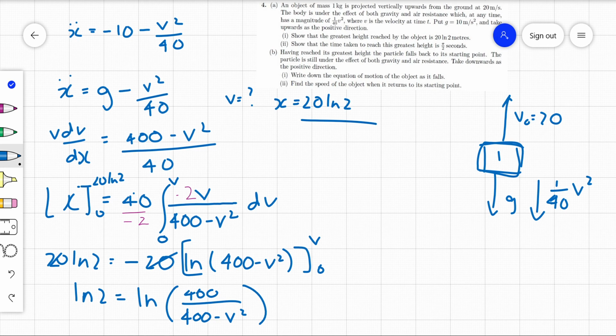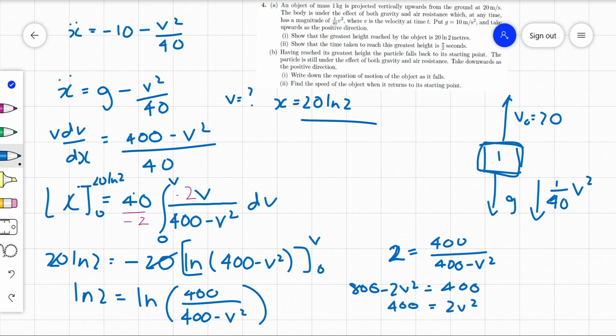So if I exponentiate both sides, I've got 2 equals 400 on 400 minus v squared. So I've got 800 minus 2v squared being 400. So you can see I'm going to have 2v squared equals 400. So v squared is going to be 200. So square root of 200 is 10 root 2 meters per second. Now it is speed, because I'm not worried about direction, so that's just your working. And say therefore speed is 10 root 2 meters per second.